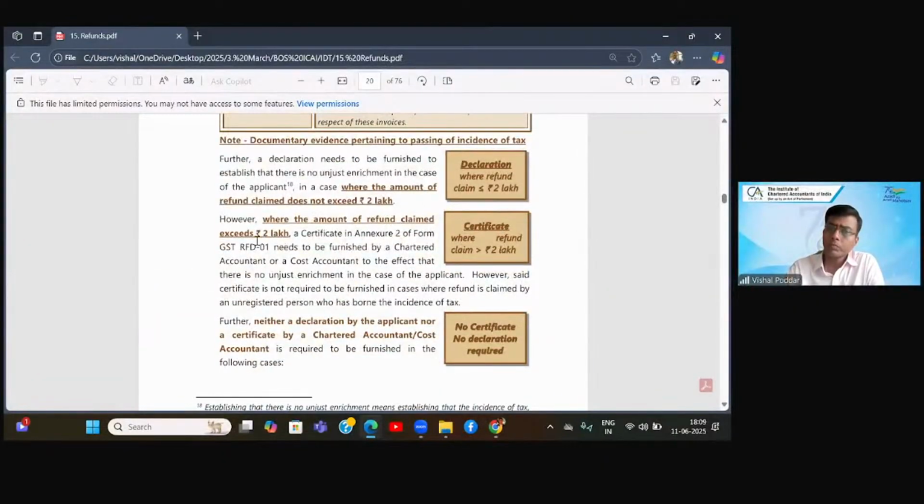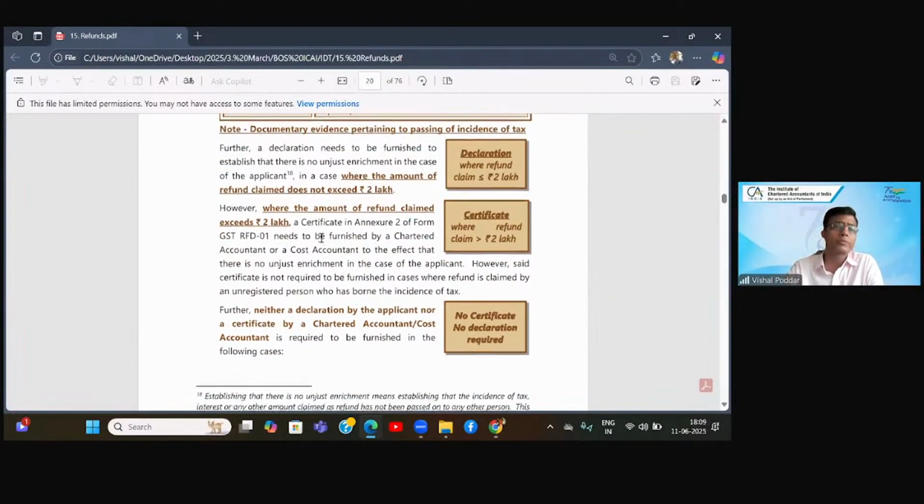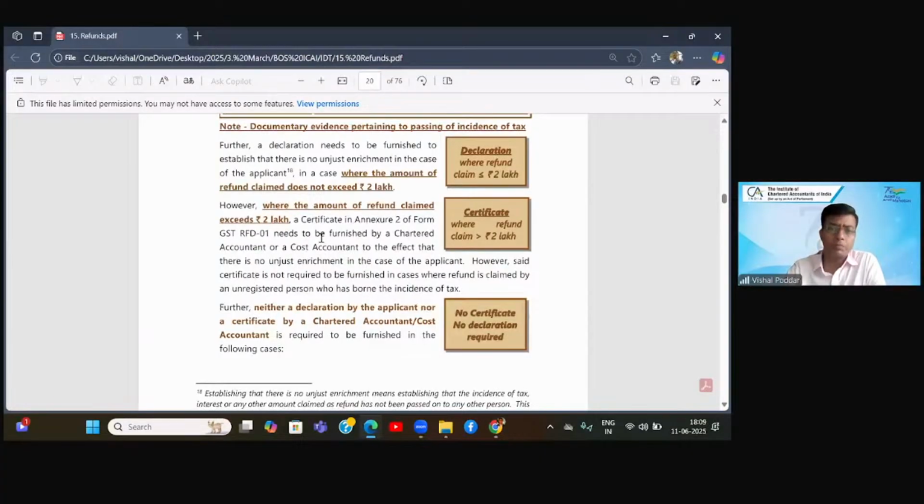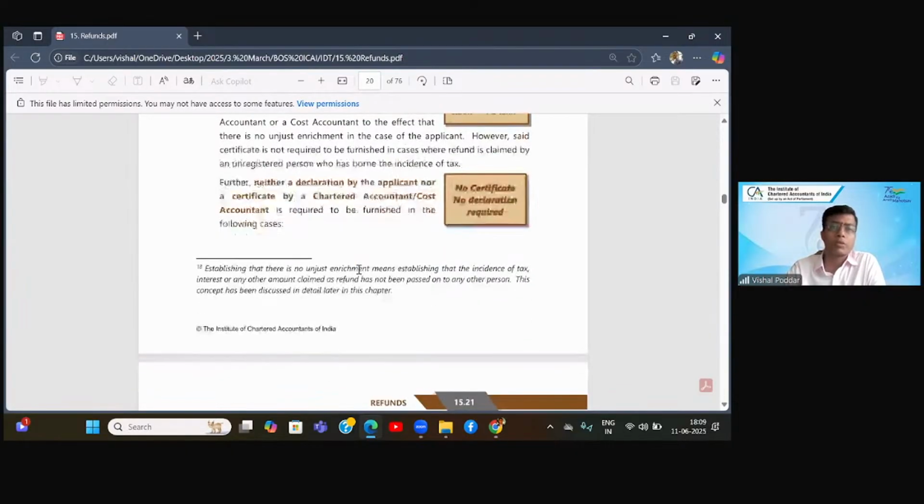Further, where your refund amount is exceeding 2 lakhs, you require a certificate either from a practicing chartered accountant or a practicing cost accountant.